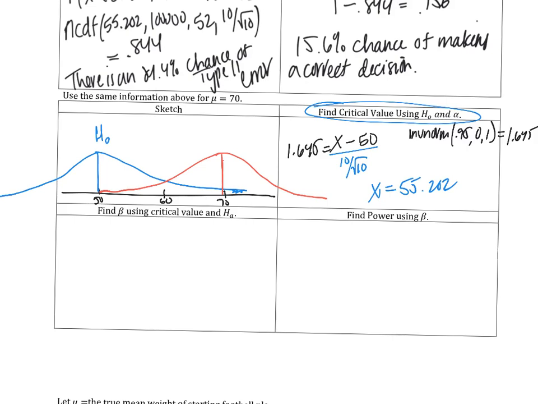So here we are at 55.202. And here's alpha. All right. So then the opposite down here, we've got beta. And here, oops, I didn't mean to erase that. And here is our power.